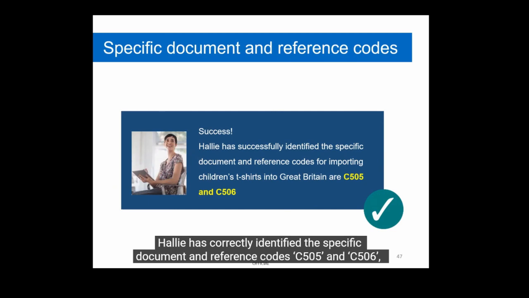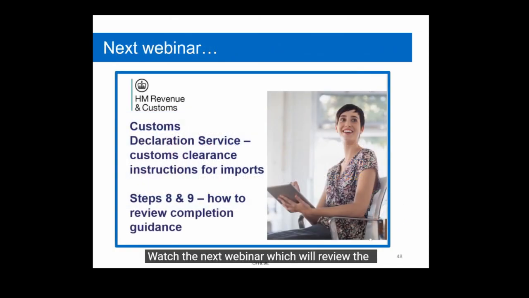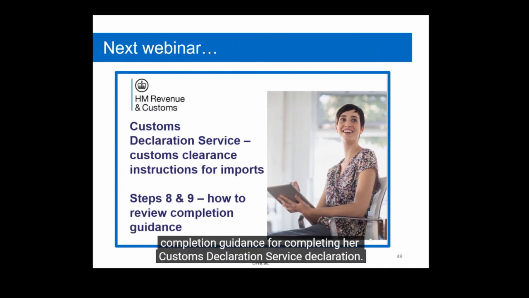Hallie has correctly identified the specific document and reference codes C505 and C506 for her children's T-shirts by using Appendix 5 and re-reviewing the UK Integrated Online Tariff and Appendices 1 and 2 under the specific document and reference code sections. Watch the next webinar, which will review the completion guidance for completing her Customs Declaration Service declaration.